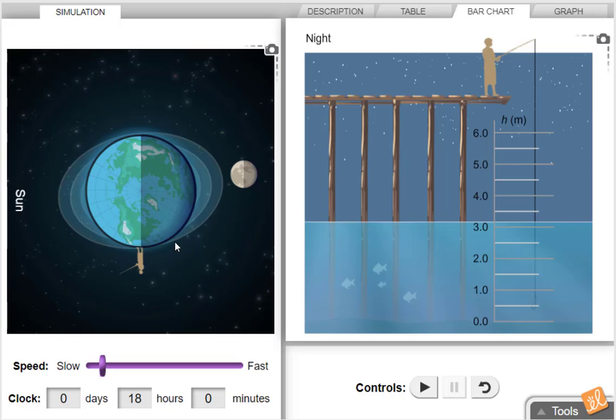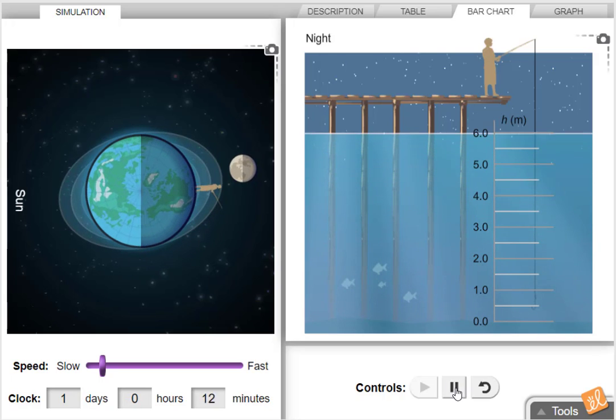So you can see he's at low tide on the planet here and low tide over in the picture. And it also tells you it's nighttime. You get over here to a high tide, and you can see he's at high tide again, and he's still in nighttime.